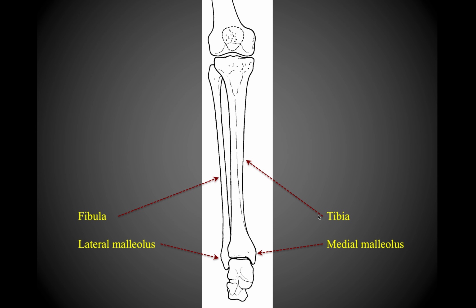All right, so here we have an artist rendering of the tibia and the fibula. Remember that the distal ends of each one of these are called the medial malleolus and lateral malleolus respectively. So again, the distal end of the fibula forms the lateral malleolus. The distal medial aspect of the tibia forms the medial malleolus.